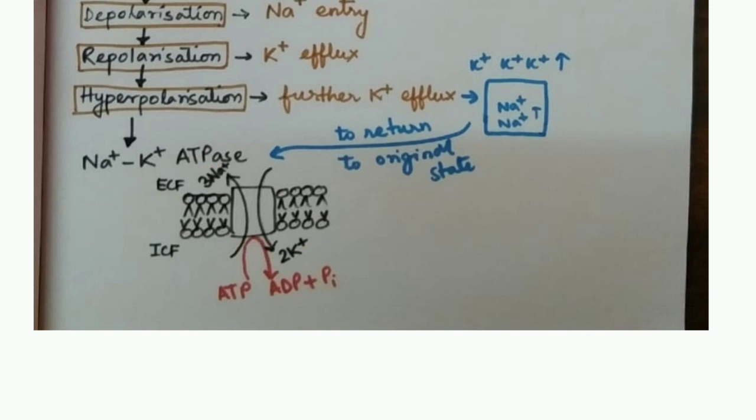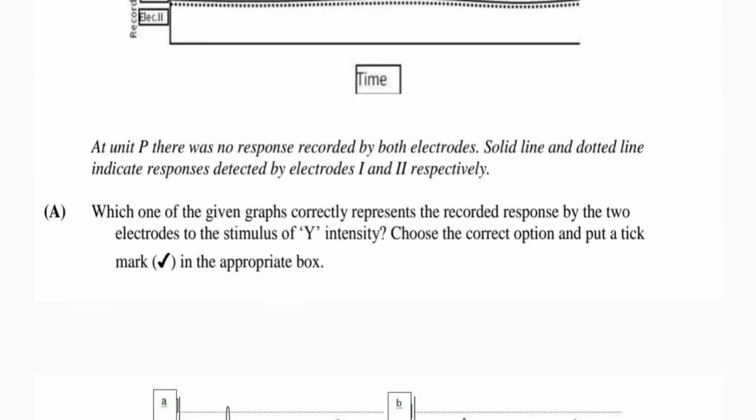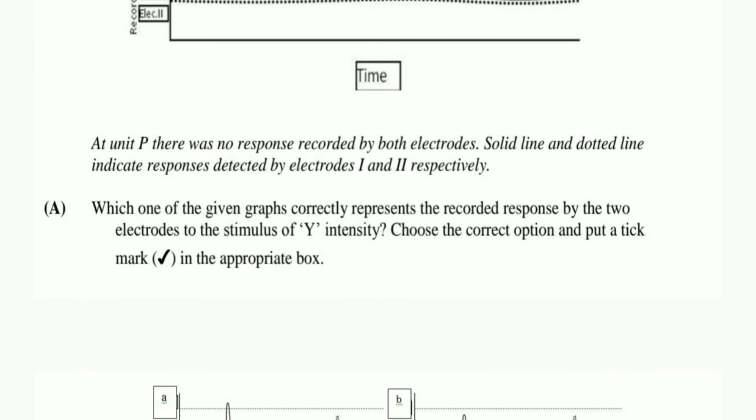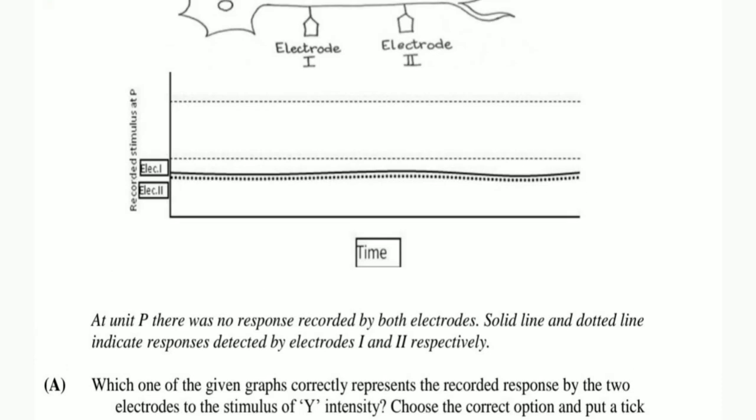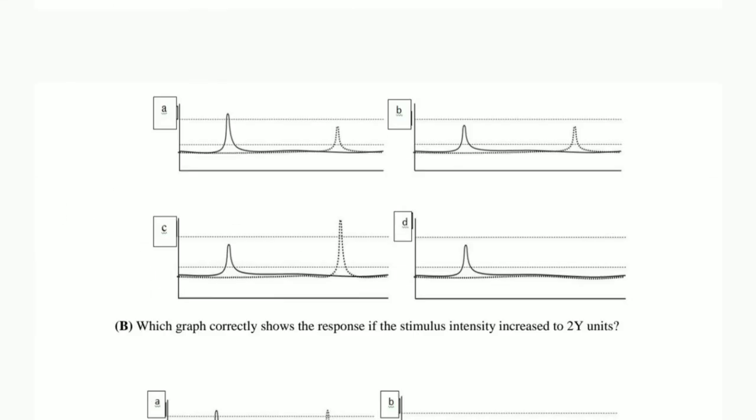Now after having such a good idea of what action potential is, let's come back to the question. What is the question? The question is: which of the following graphs correctly represents the recorded response by 2 electrodes of the stimulus of Y intensity, right? So let's see. There are the 2 electrodes. Now just see one thing.